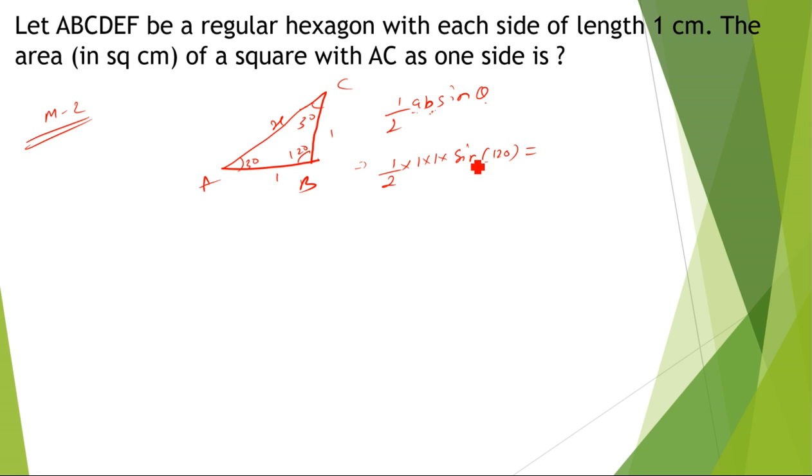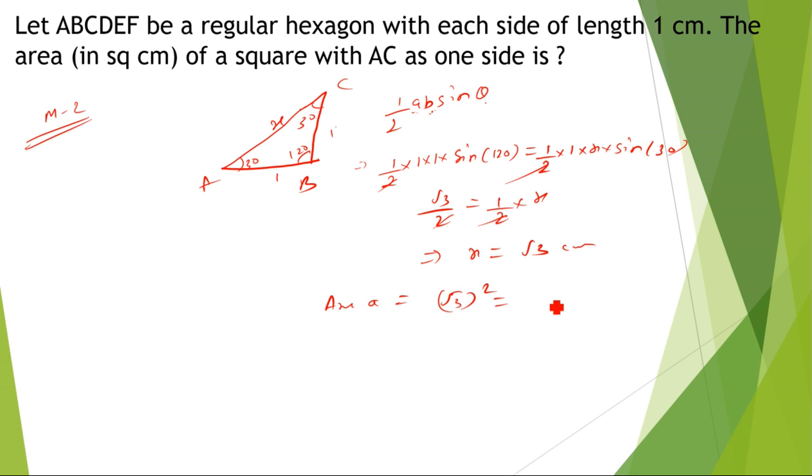This is equal to the area of the triangle, the same area of the triangle, but we will calculate it in a different way by using x and 1 as sides. Half, sides as 1 into x into sine 30. This 2 gets cancelled. Sine 120 is root 3 by 2, equal to sine 30 which is 1 by 2, into this x. So 2 gets cancelled. That implies x is equal to root 3 centimeter. So the area of the square will be root 3 square, which is equal to 3 square centimeters.